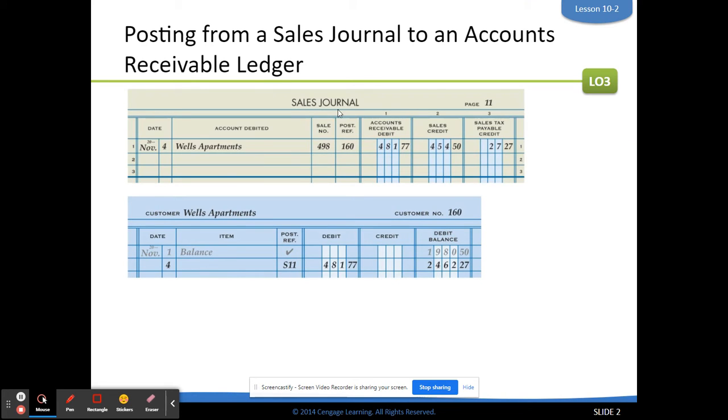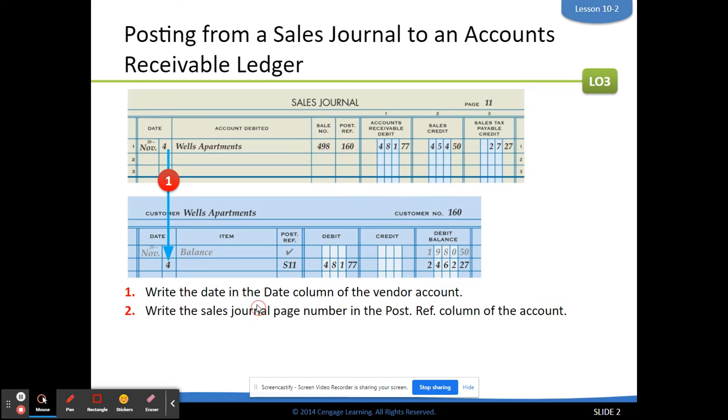So we're starting with the sales journal, and we have to post first to the accounts receivable ledger, or the subsidiary ledger. So just like with the accounts payable ledger, we're going to start by putting the date. Then the sales journal page number is going to be S11 for sales journal page 11. Then we are going to debit Wells Apartment. So you can see here Wells Apartment is the account that's debited, and we're looking in the accounts receivable column to see how much we're actually debiting.